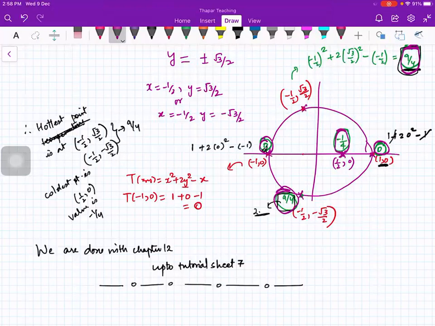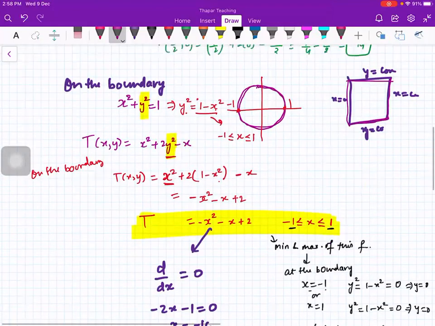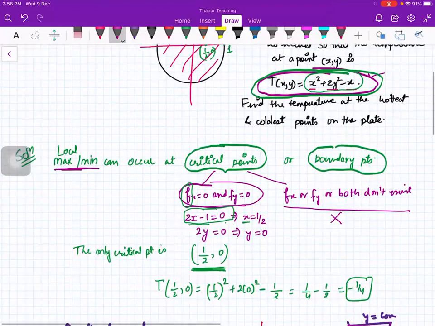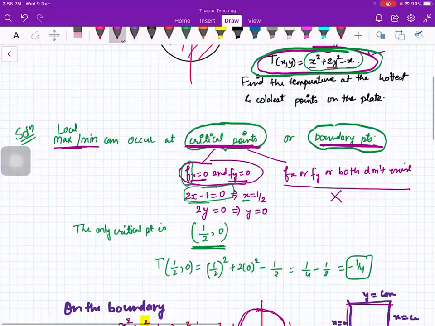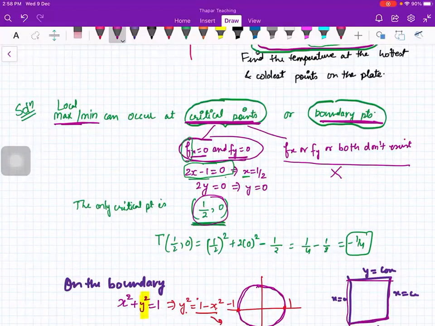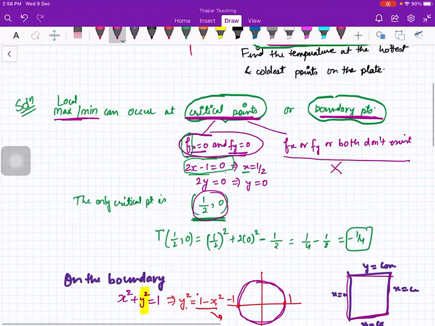9 by 4. Ma'am, how did we get the value at 1 by 2 comma 0? Yes ma'am, this value, how did we get it? Beta, see, I told you local maximum minimum will be at a critical point or at a boundary point. So critical point is fx equal to 0 and fy equal to 0. So from there we got this point half comma 0. Okay ma'am, basically that is the critical point. Yeah, that is a critical point.